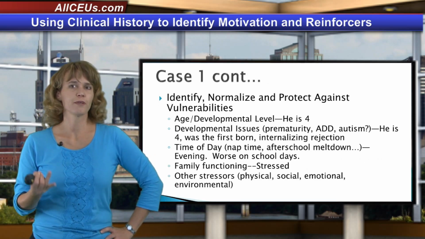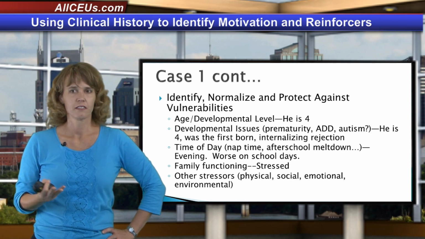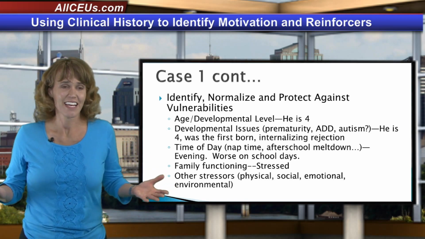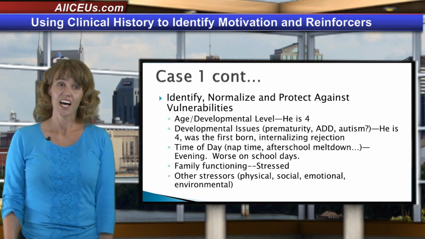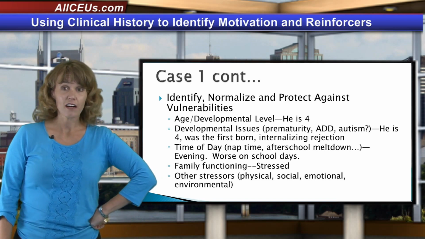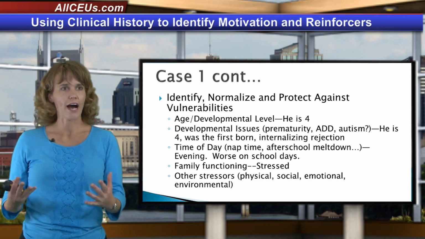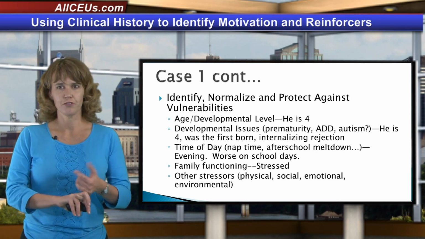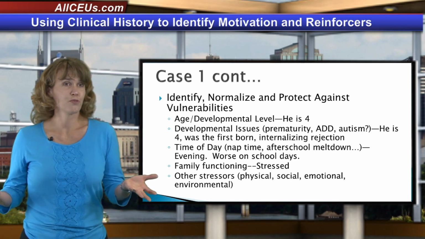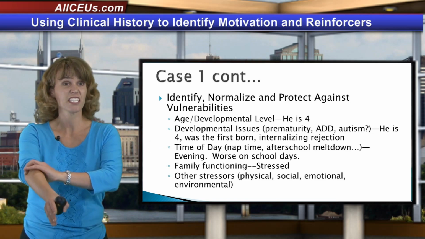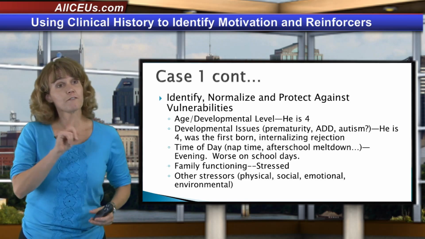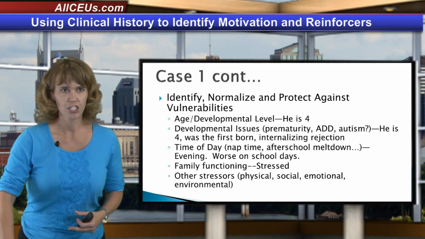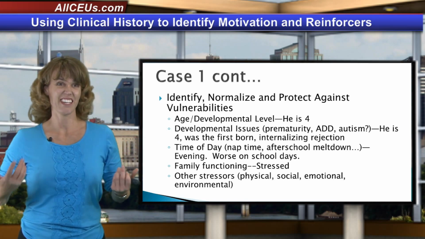So we want to identify, normalize, and protect against vulnerabilities. State again, and I stated it several times today so far, he's 4. He's not doing this intentionally. He's not going, I want to be a brat because I'm angry at her. He's 4. So how do we deal with a 4-year-old? Not the same way we deal with a 14-year-old. Developmental issues. He was premature, but by all accounts, he's developing just fine. He was the firstborn, and as we've talked about, it seems like he's internalizing a rejection because Jenny's finally taken front stage and he's not getting any stage time.